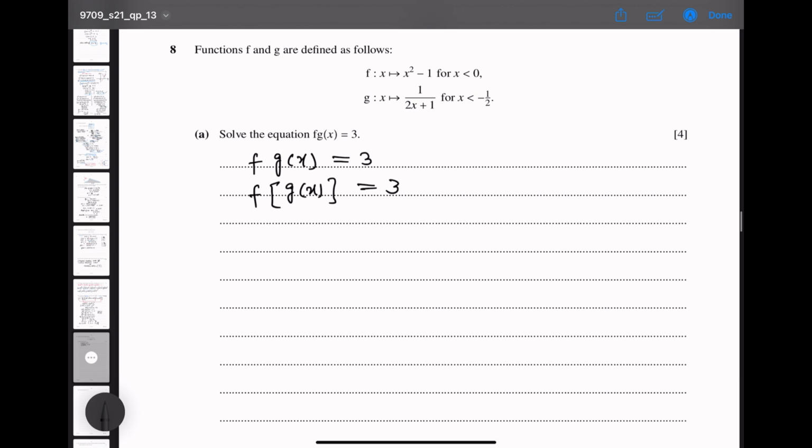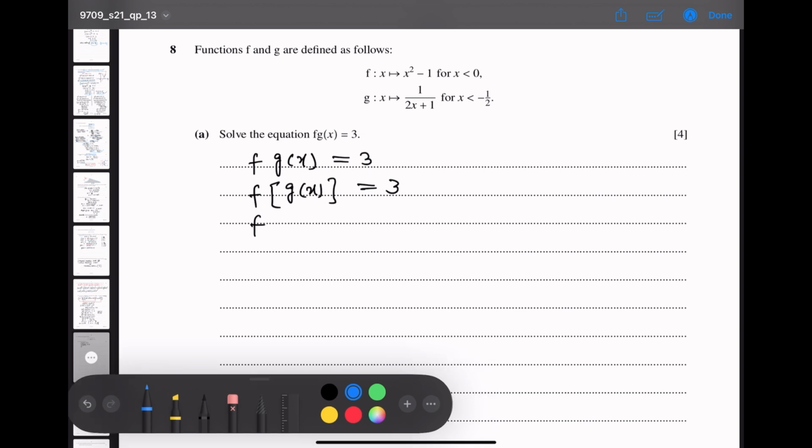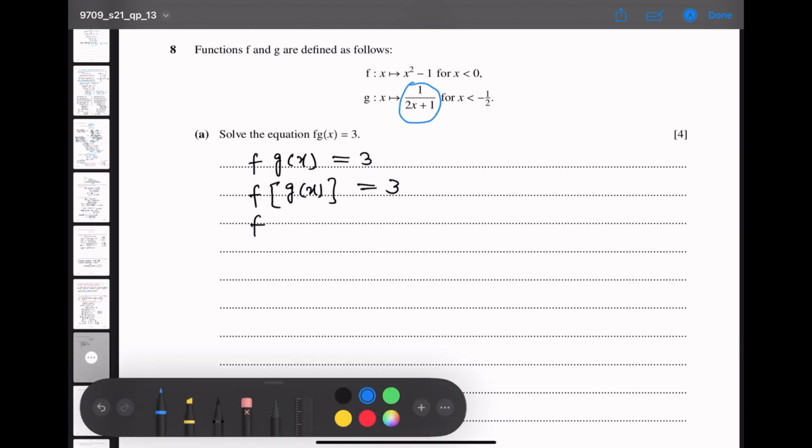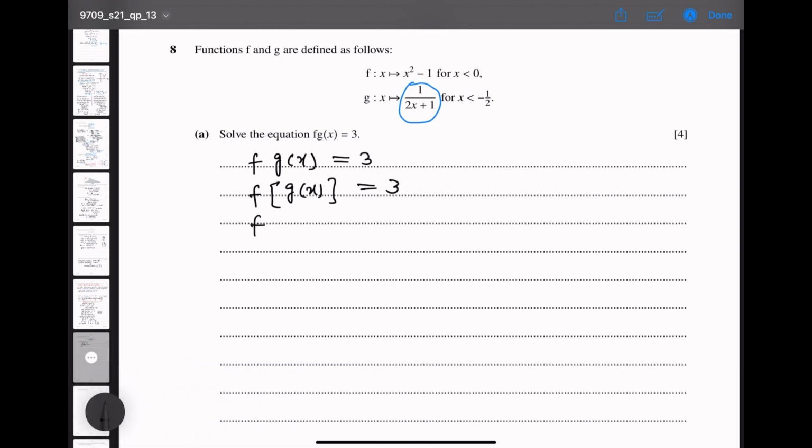The g(x) function is 1 over 2x plus 1. So we can write f in place of g(x). We will put here the value of g(x). So this becomes f of 1 over 2x plus 1 is equal to 3.